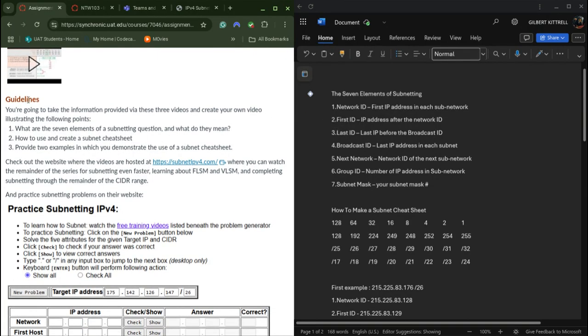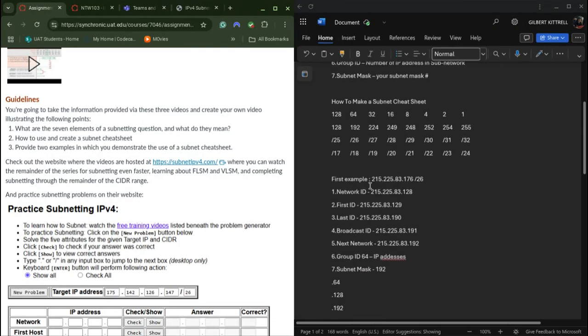So the first question to ask: what are the 7 elements of a subnetting question and what do they mean? I have the first 7 elements of a subnetting question right here. So you have network ID, first ID, last ID, broadcast ID, next network, group ID, and subnet mask.